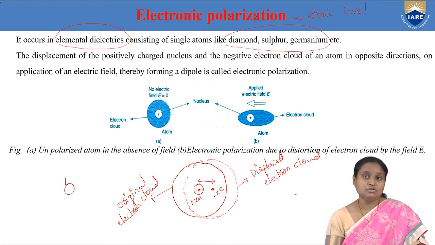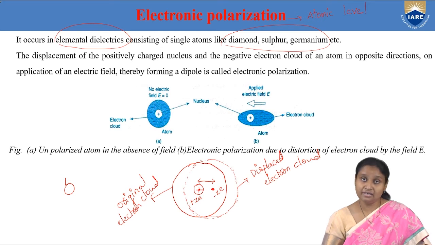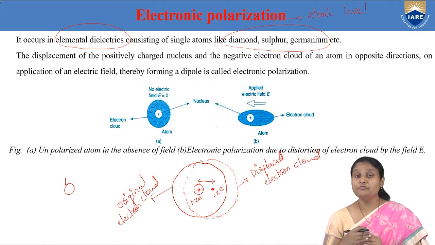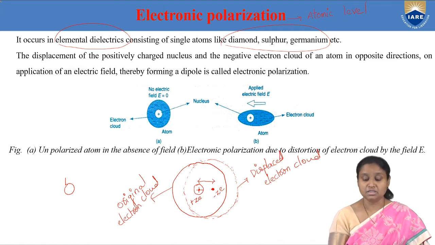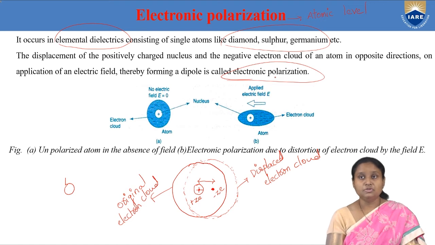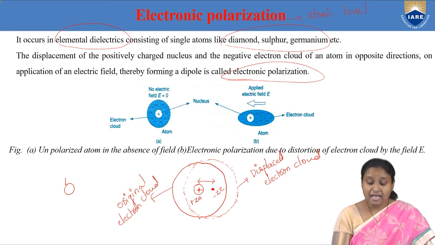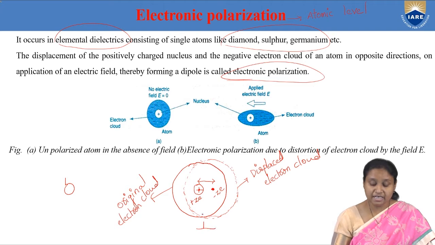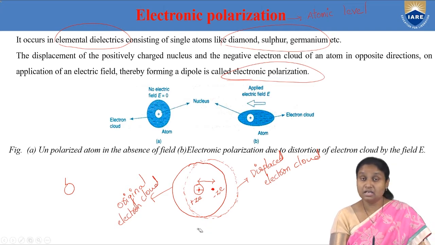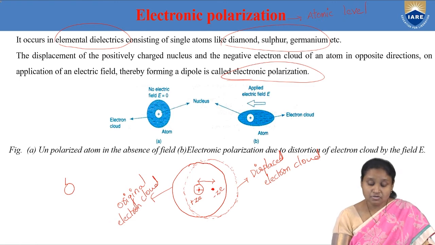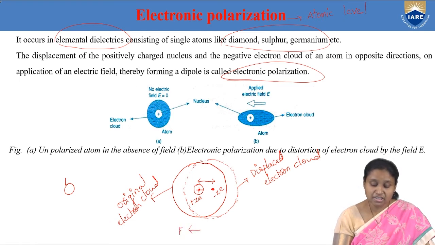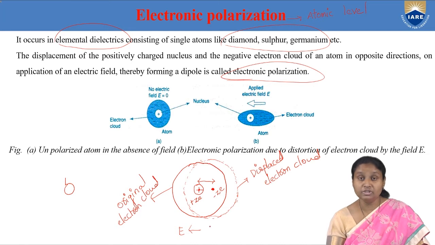Such a separation of the positively charged nucleus and the center of the spherical electron cloud on application of electric field, thereby forming a dipole within the atom, is nothing but electronic polarization. So when we talk about electronic polarization, what we observe is that the center of the positively charged nucleus and the center of the electron cloud are displaced. And what is the direction of the applied electric field? Because our electron cloud has moved to the right side, the electric field direction will be in this direction, because the electron cloud moves in the direction opposite to the electric field.